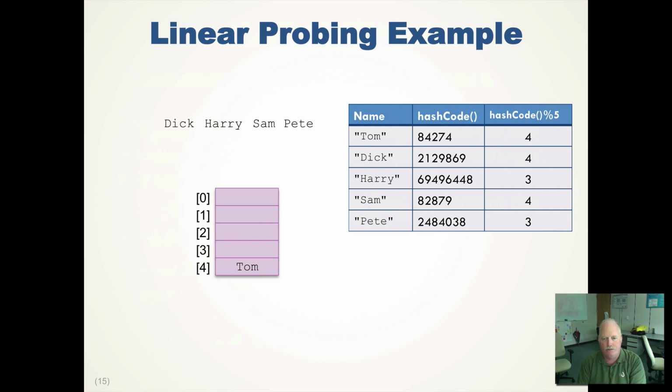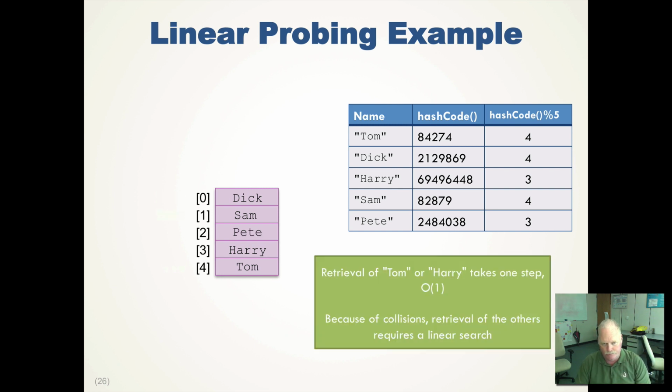We then take Dick, we take the hash code, and we want to put it in 4, but something's there, so we increment the index, mod by table size, which puts it at 0, and so we put Dick at 0. We take Harry, the index is 3, there's nothing there, so we can put it in there. Sam's got an index of 4, which collides with Tom, we increment, collides with Dick, and then we can put it in at 1. And now Pete goes with 3, so he collides with Harry, collides with Tom, collides with Dick, collides with Sam, and we can insert it.